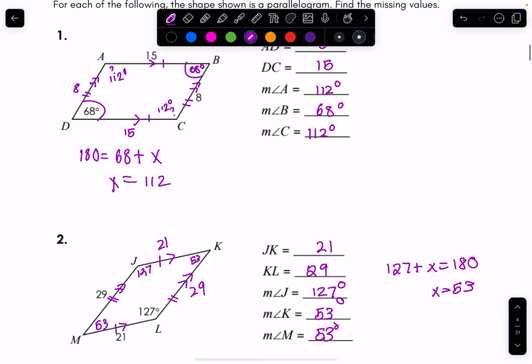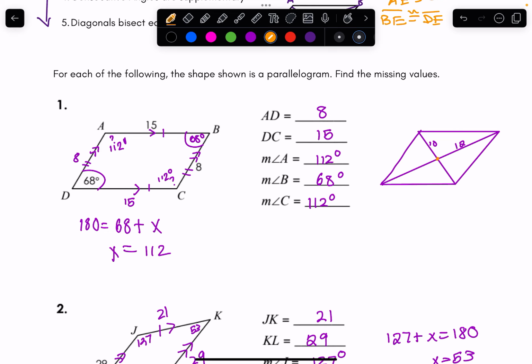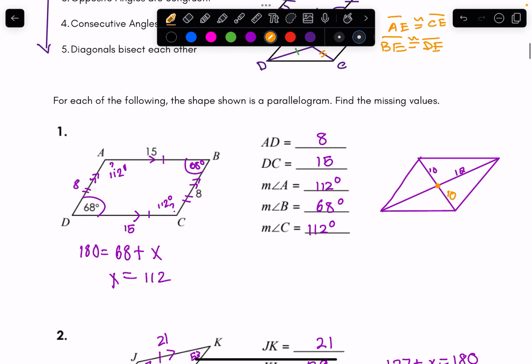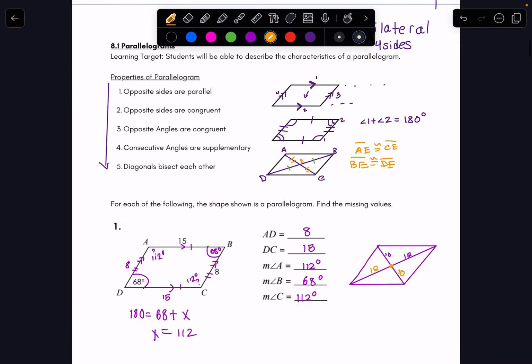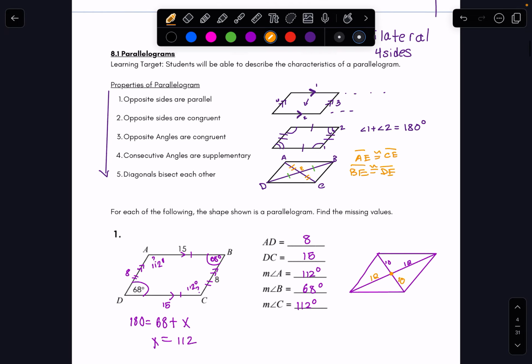The only other thing that you'll be asked to do for this lesson is to go through what happens with the diagonals. So for example, if this is a parallelogram and I tell you that this right here is 12 and this is 10, you would need to be able to say, well, because it's a parallelogram and the diagonals bisect each other, then this piece would be 10 and this piece would be 12. That's the only other bit that's not covered in these two examples. So that is our first topic for this unit.